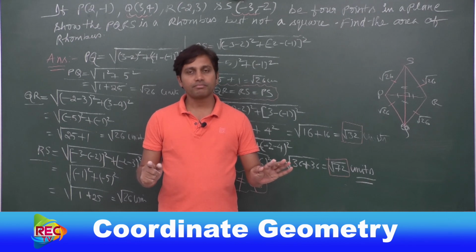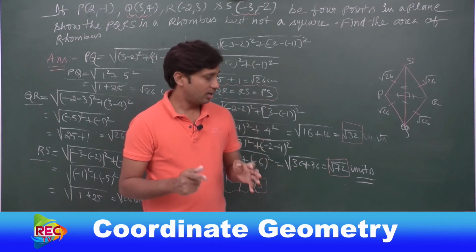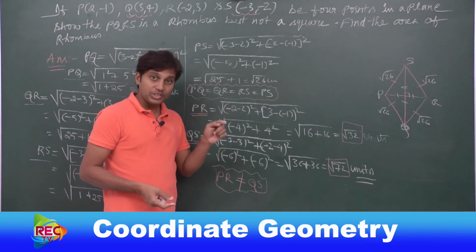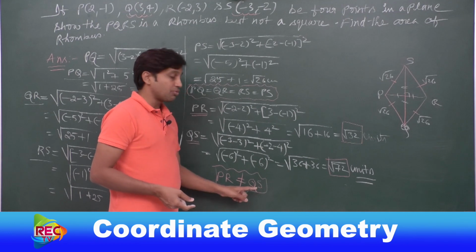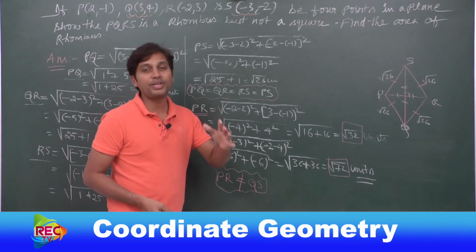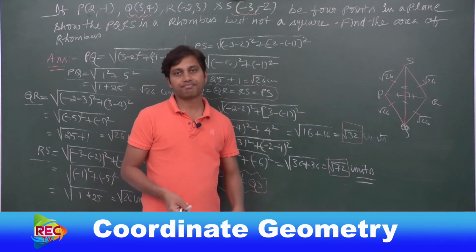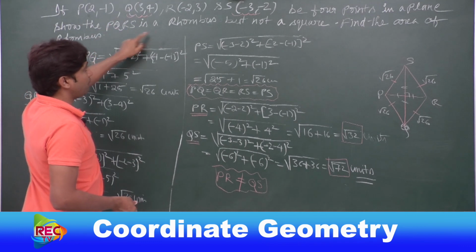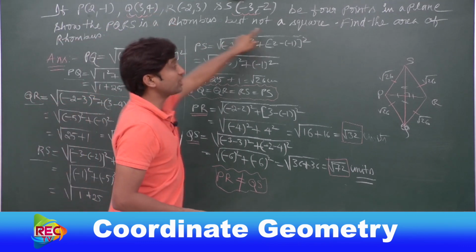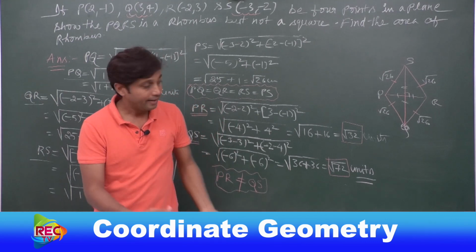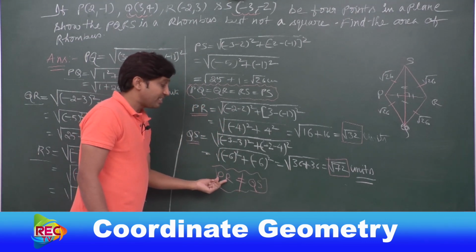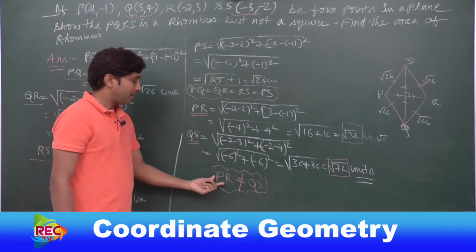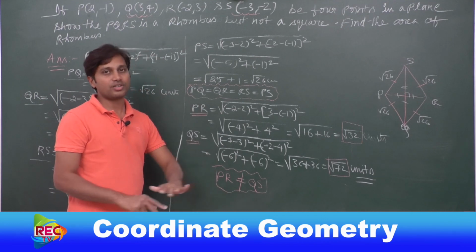Got it? All the sides are equal, but two diagonals are unequal. If it has to be a square, then the diagonals would be equal. Understood? Diagonals should be equal for a square. What we need to show here? We need to show that these are the vertices of a rhombus. This forms a rhombus but not a square. When can it be a square? If PR is equal to QS, then it would have been a square. But PR is not equal to QS, so it is not a square.